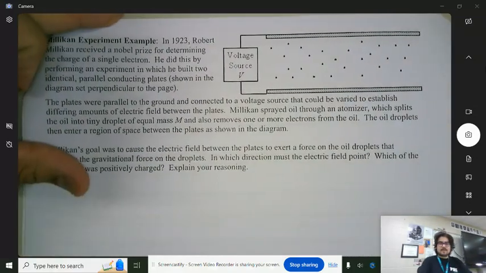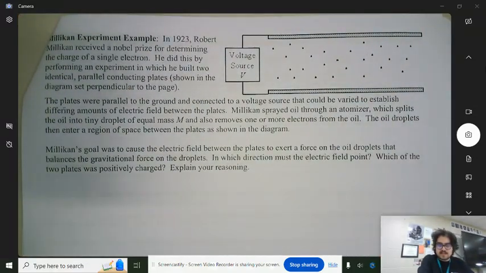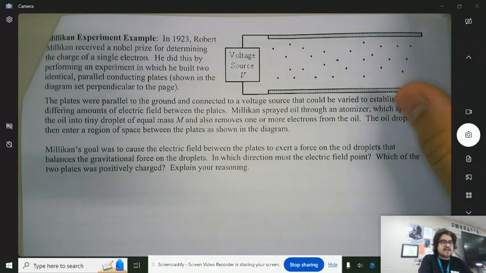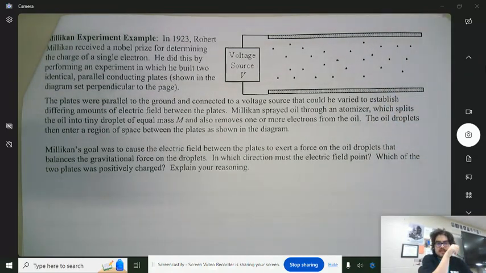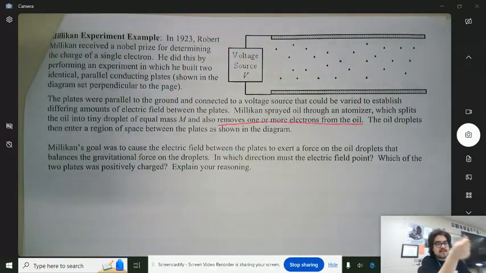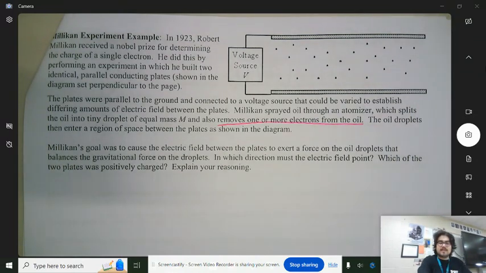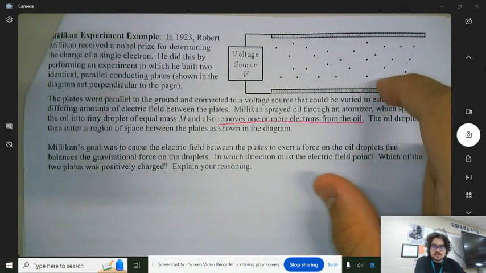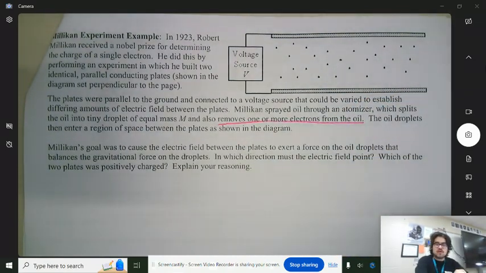This example is about an experiment that Robert Millikan did back in 1923. I was there for it. He took an atomizer, which is a little device where you can take one or more electrons away from the oil. So he put oil into an atomizer and sprayed the oil into this region between two plates that were charged with a voltage source. What he noticed was all these little oil droplets floating between the two plates, and he was able to use this to determine the charge of a single electron.